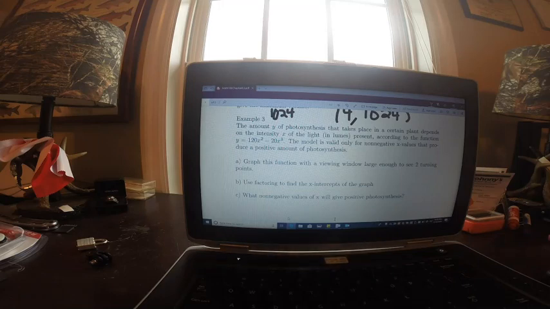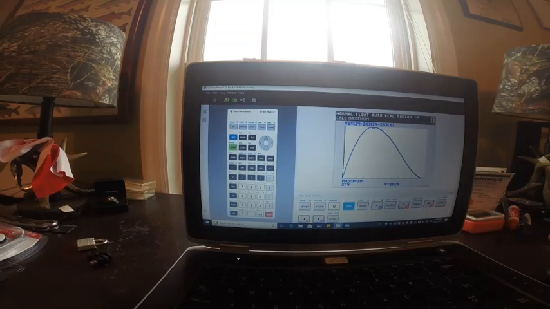A says graph this function with the viewing window large enough to see 2 turning points. B says use factoring to find the x-intercepts of the graph. And C says what non-negative values of x will give positive photosynthesis. Okay, let's graph it first. 120x squared minus 20x to the third.